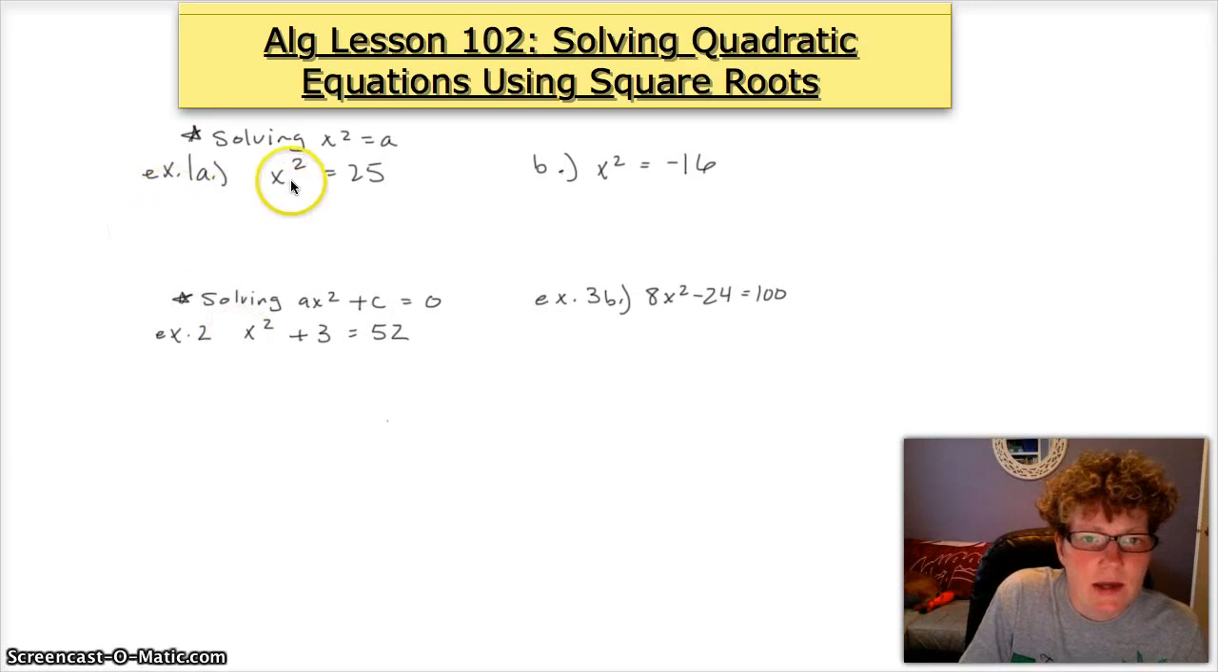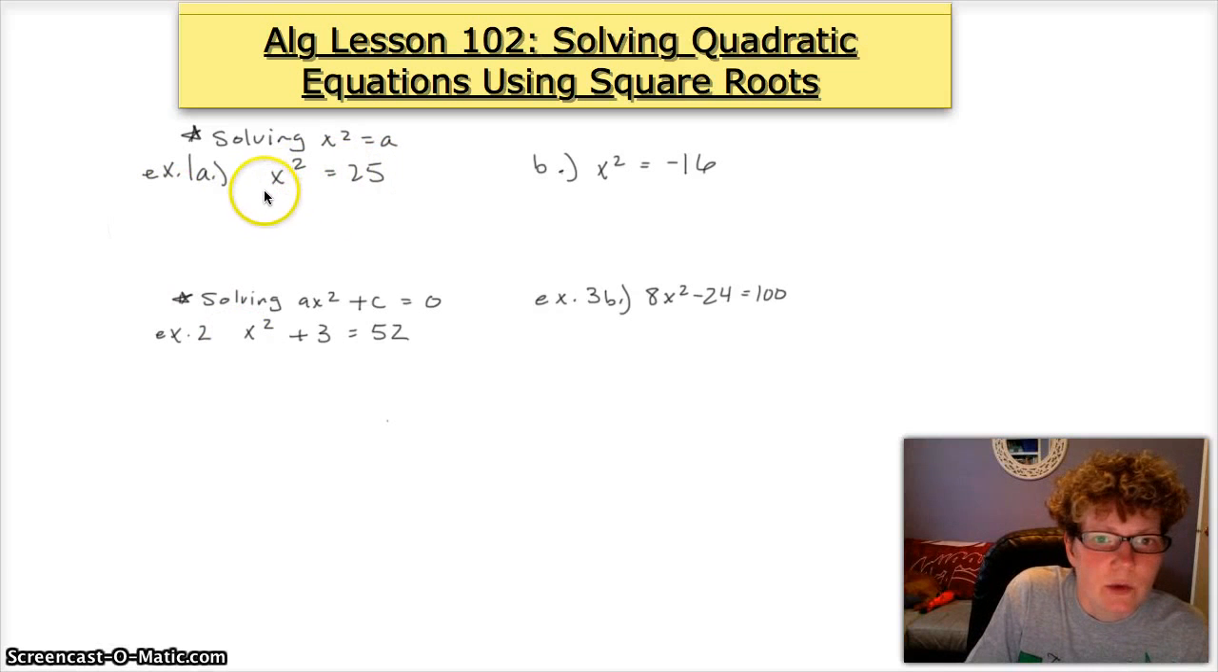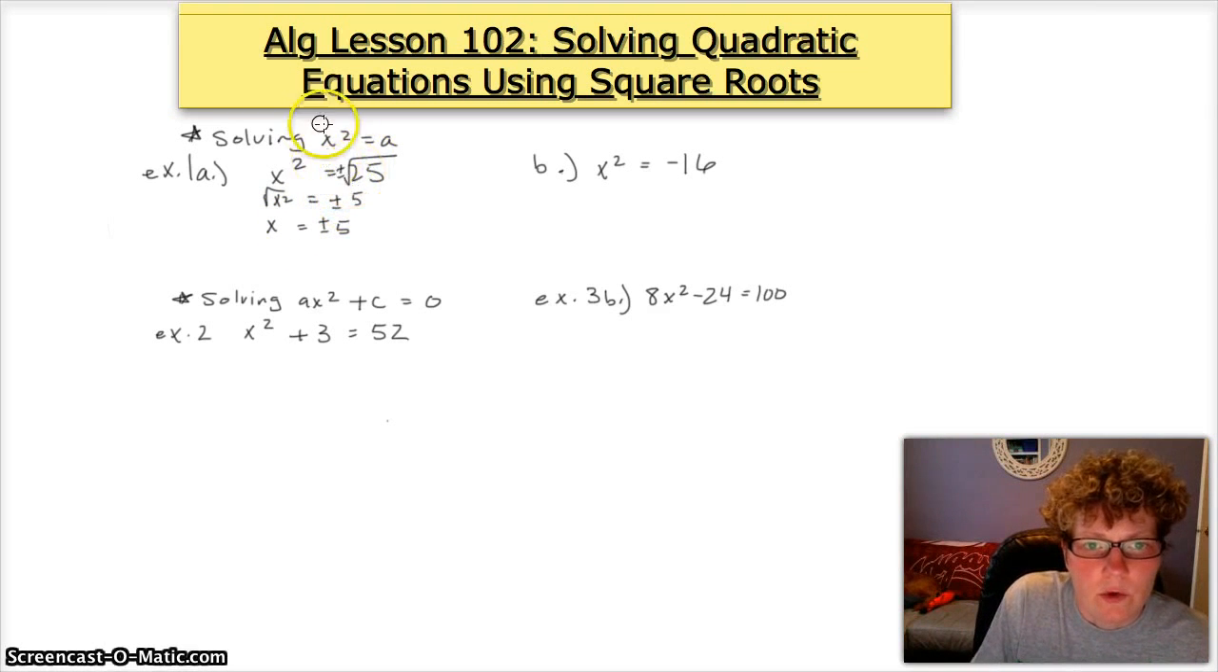So example 1a is x squared equals 25. What we do is we take the square root of x squared, which is going to be x, and then when we take the square root of 25, we're going to have a plus or minus. So it's going to be plus or minus 5. So x is going to equal plus or minus 5.